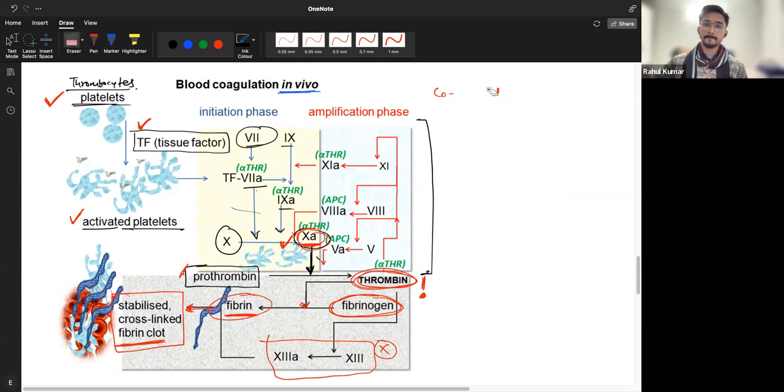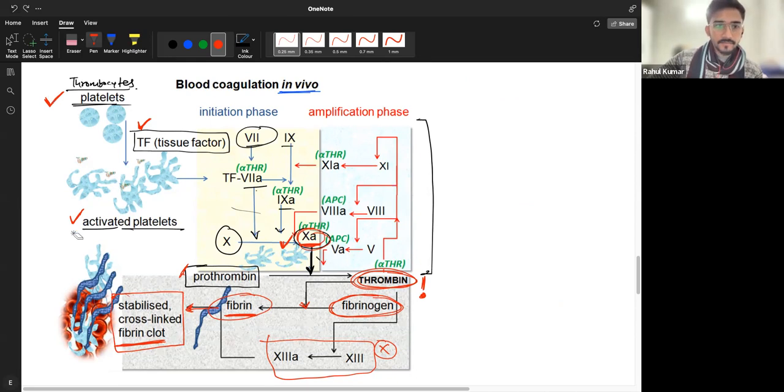Any other doubt, people? Just look at this pathway and tell me if there is any doubt. Sir, can you explain from fibrinogen, what's the connection between it and fibrin? I didn't understand that part. Okay, so let me do one thing.